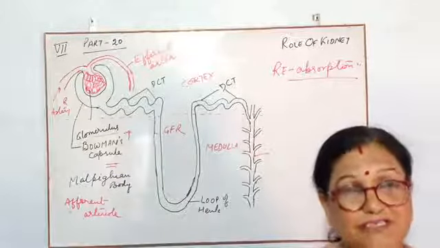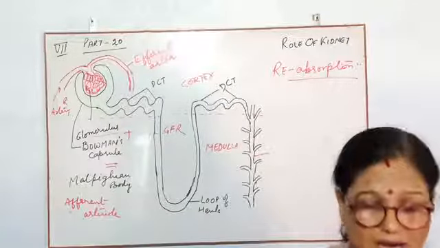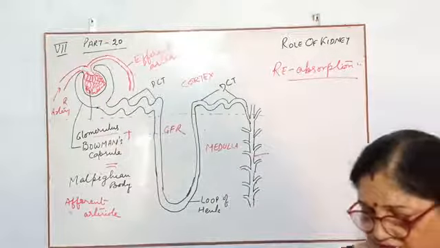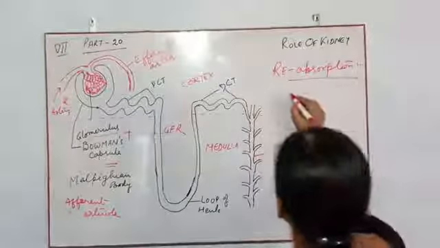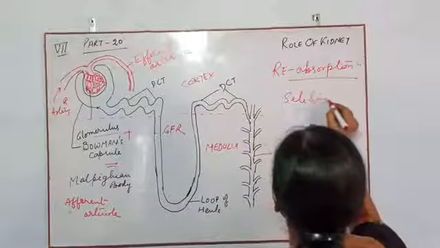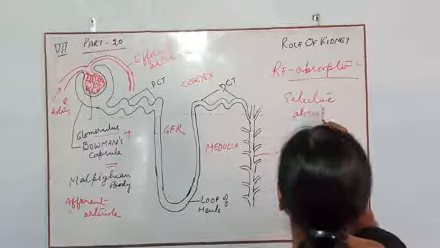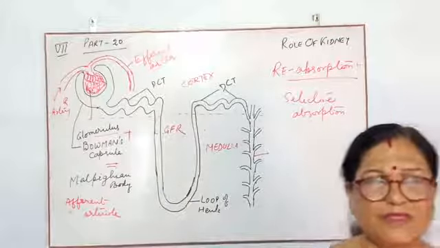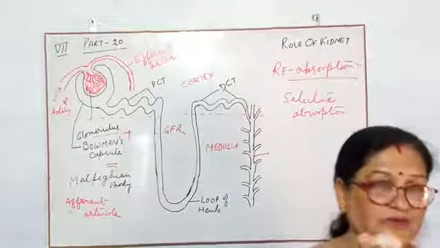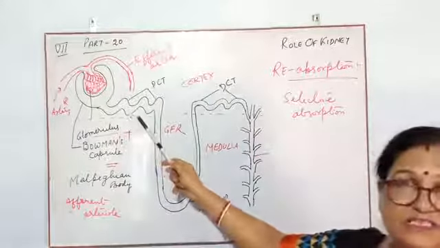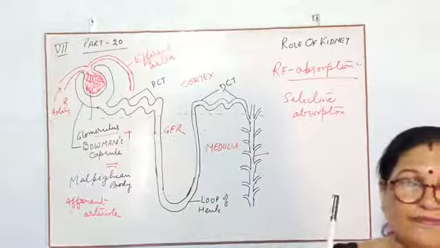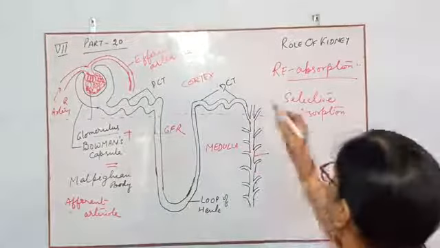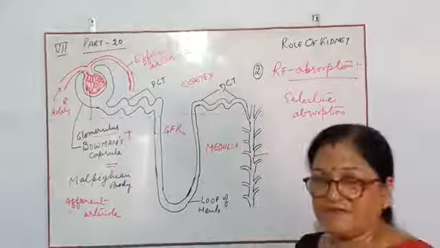and those materials which are not necessary for our body will not be absorbed. So it will select the materials which are to be absorbed and those which are not. That's why another name is given: selective absorption. It means first it will select what is essential for our body, then absorb it in the PCT along with the water. So this is the next step of urine formation, that is reabsorption or selective absorption.